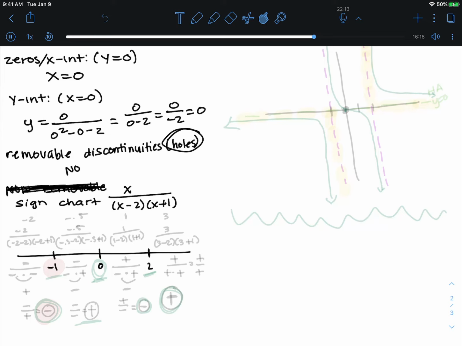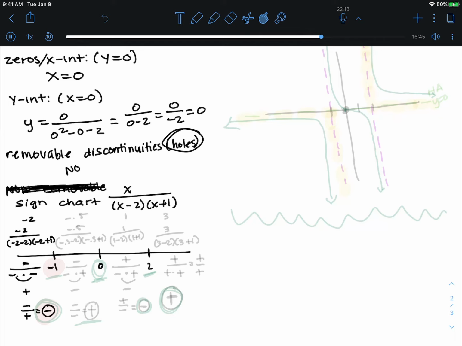So I'm going to use -2 here. So I'll have -2 over (-2 minus 2)(-2 plus 1). -2 is going to be negative. -2 minus 2 is going to be negative. -2 plus 1 is going to be negative. So a negative times a negative is going to be a positive. So I'm going to have a negative divided by a positive, which is just going to be negative.